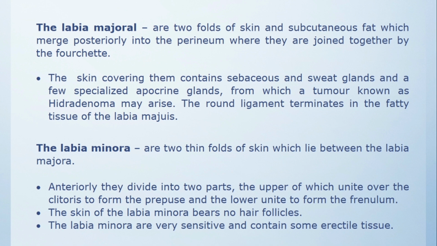The labia minora are two thin folds of skin which lie between the labia majora. Anteriorly, they divide into two parts, the upper of which unite over the clitoris to form the prepuce, and the lower unite to form the frenulum. The skin of the labia minora bears no hair follicles, as opposed to the skin of the labia majora, which has hair follicles. The labia minora are very sensitive and contain some erectile tissue.